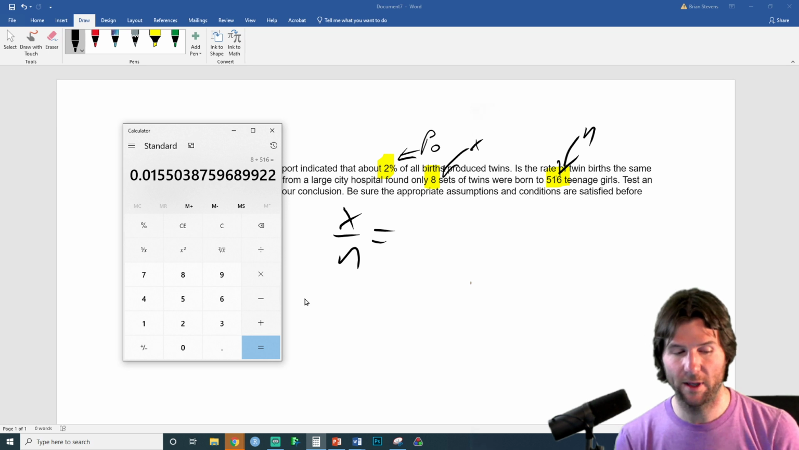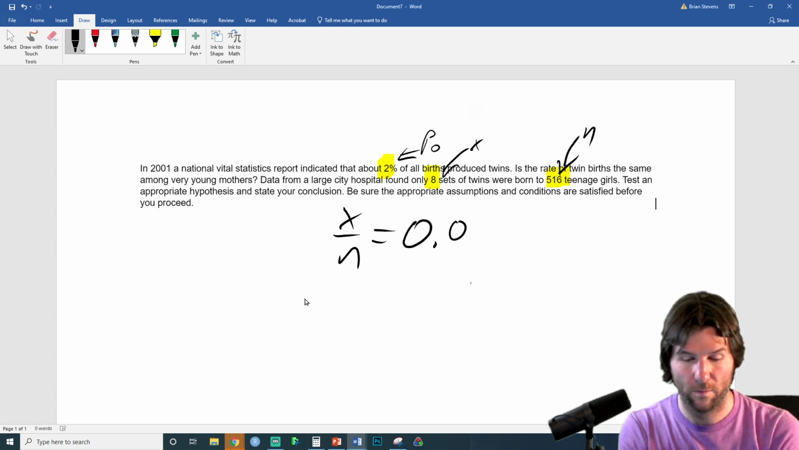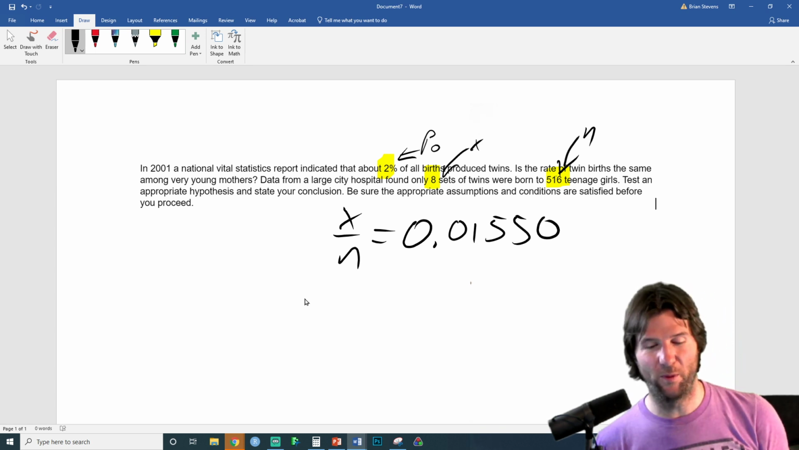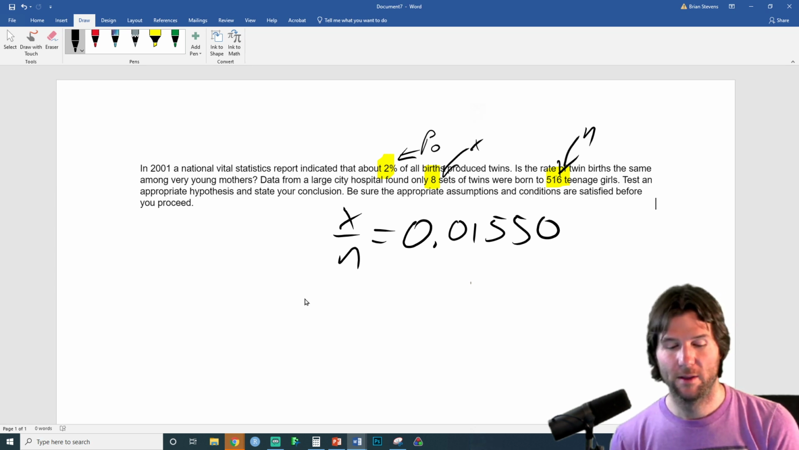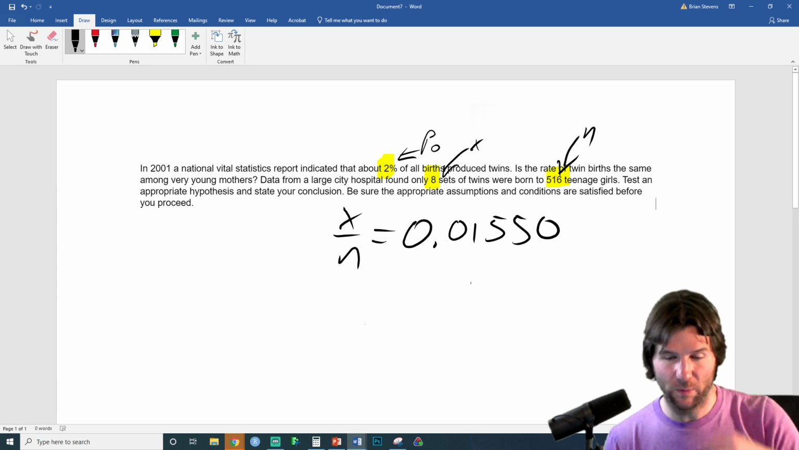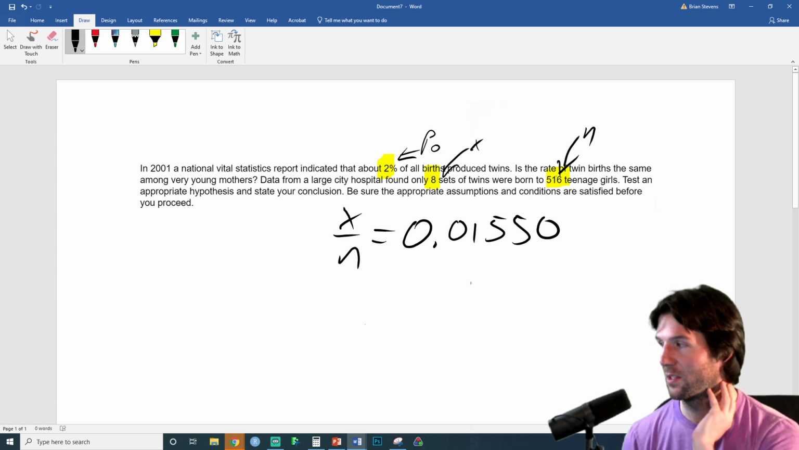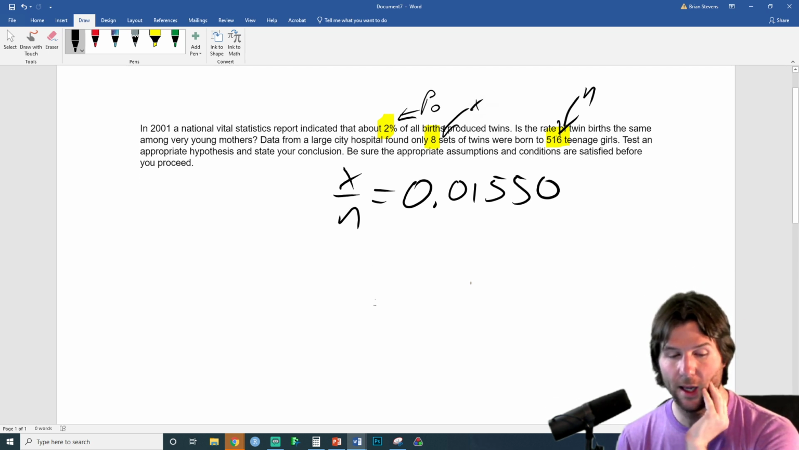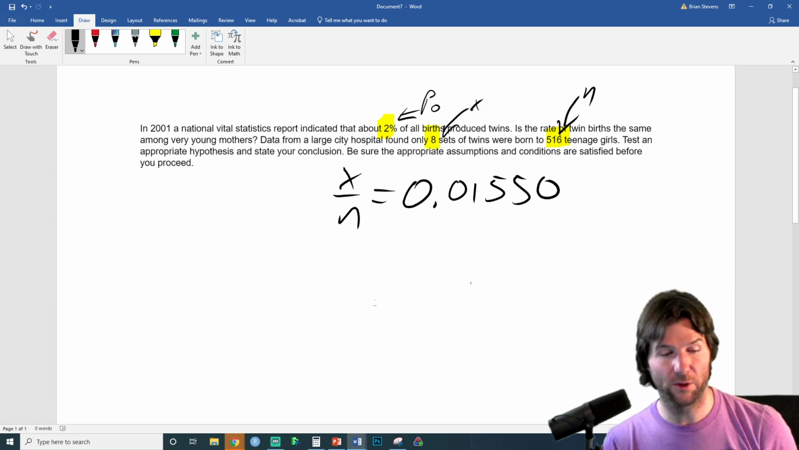So that is P hat right here, 0.01550. Yes, check those points, I think the points are working right now. So 0.01550 is P hat because that is the number of successes over the number of trials. And then what do we do next? We need to write our null and alternative.